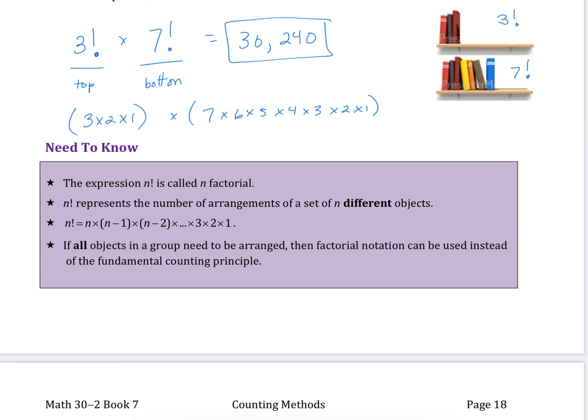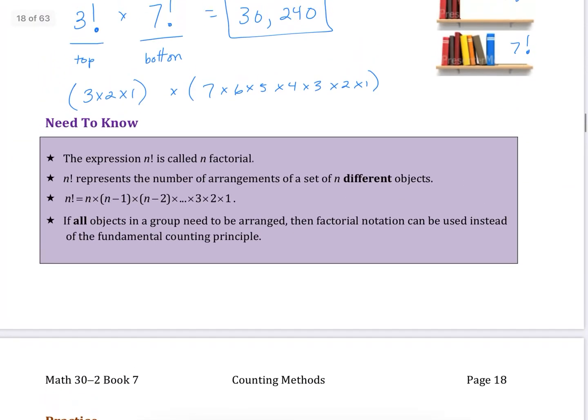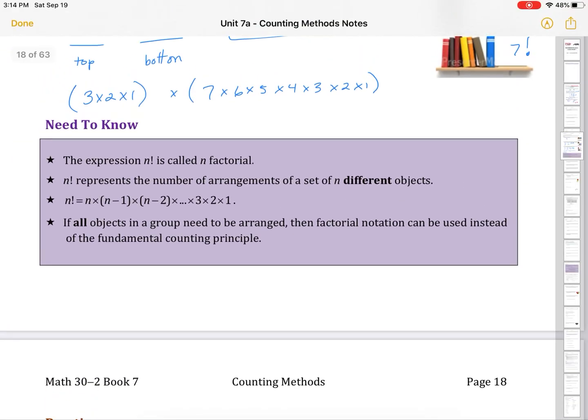Okay? If all objects in a group need to be arranged, then factorial notation can be used instead of the fundamental counting principle. And basically, it's just going to save you a little work. Your calculator is going to do some work for you. So we have some practice questions.